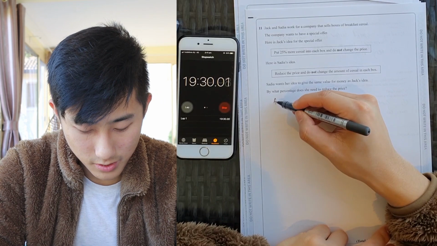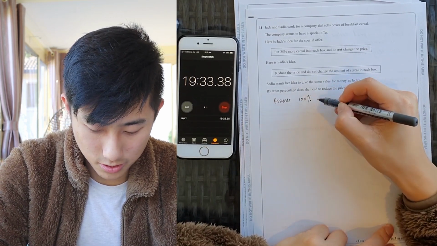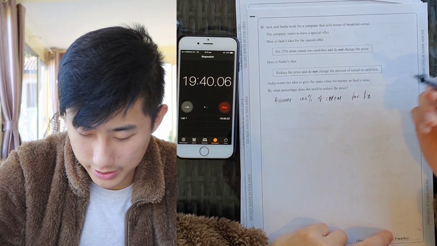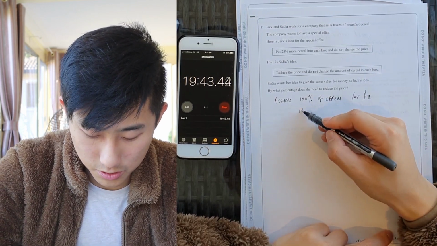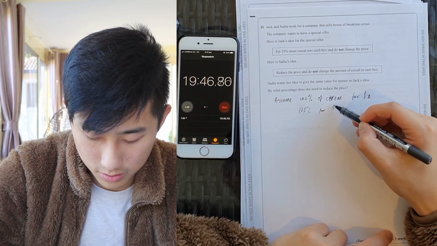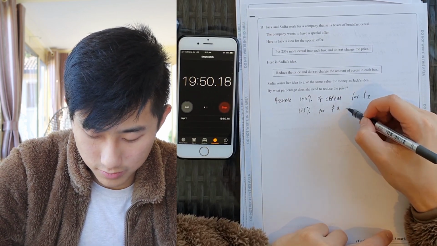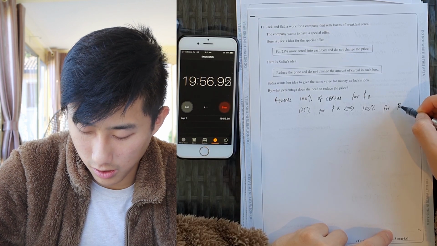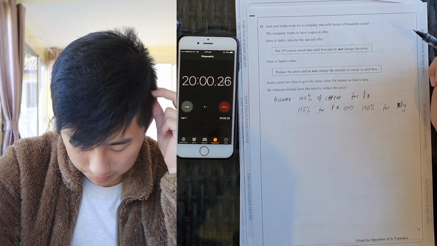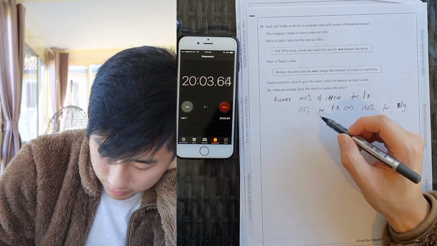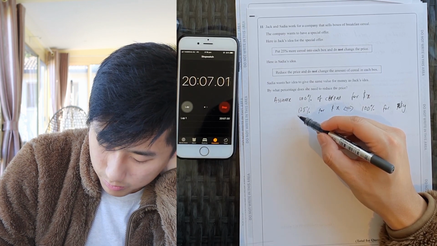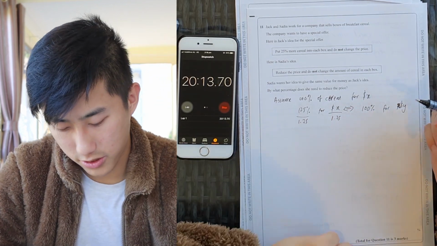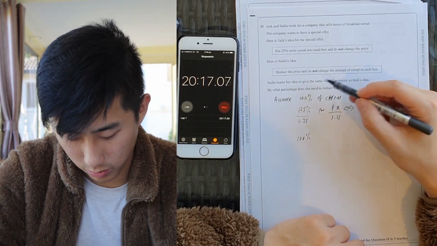Okay, so assume 100% of cereal for x dollars initially. Now 125% for x is equivalent to 100% for y dollars. So in this case, we divide by 1.25. So that would give us 100% to match what we're looking for.